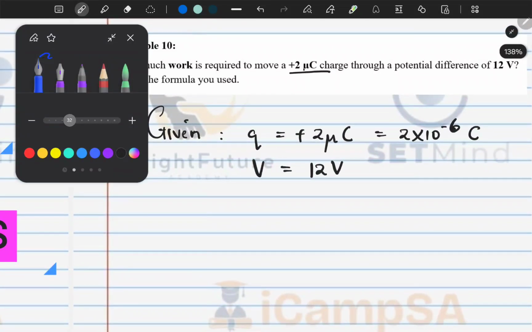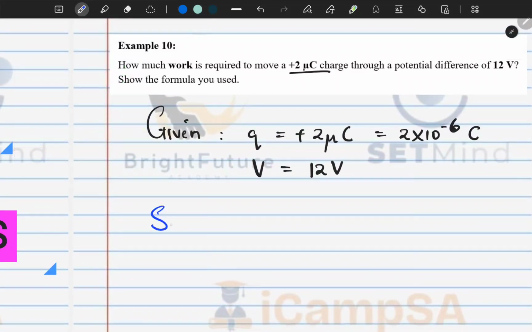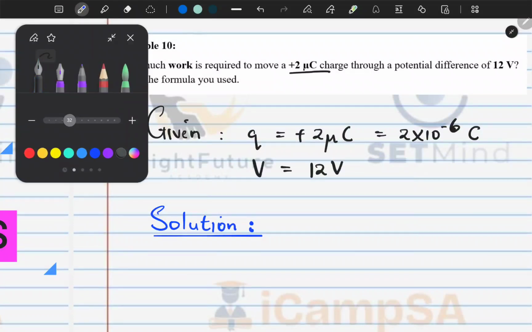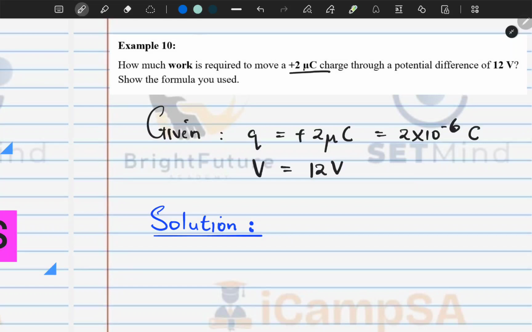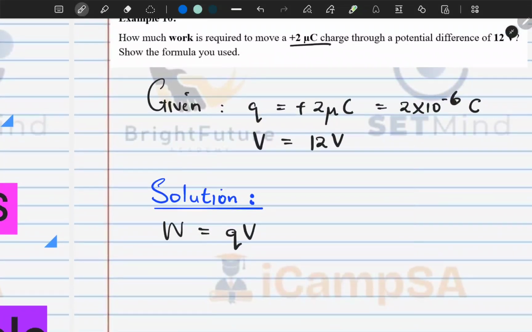So like I said, this problem does not necessarily need a lot of thought to it. All you had to remember was this formula, which would have come in handy in a problem like this. So work that is required to move a certain amount of charge through a specified amount of potential difference is found using this formula: the charge times the voltage.